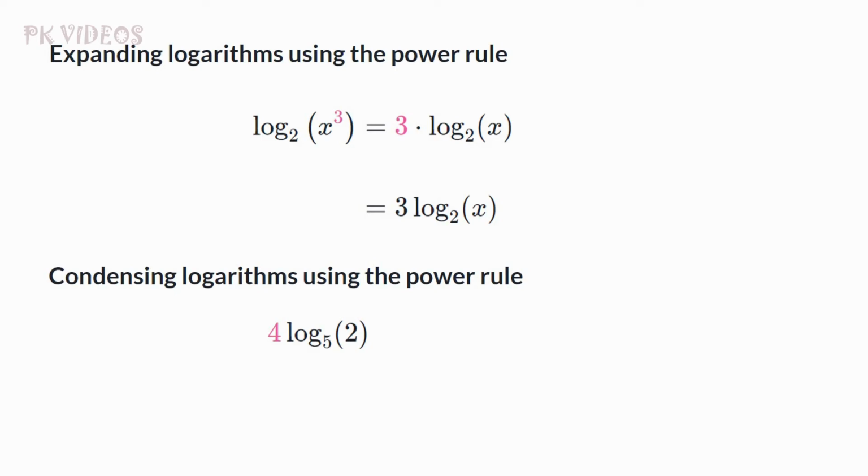Condensing logarithms using the power rule. So here we have 4 log 2 to the base 5. The number 4 in the front can be taken as the power of the argument. So we have log 2 raised to 4 to the base 5. That is, 2 raised to 4 is 16. Therefore, log 16 to the base 5.